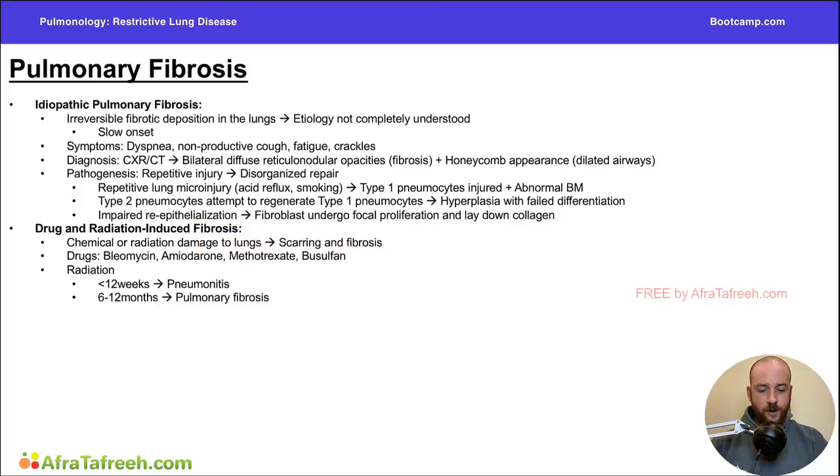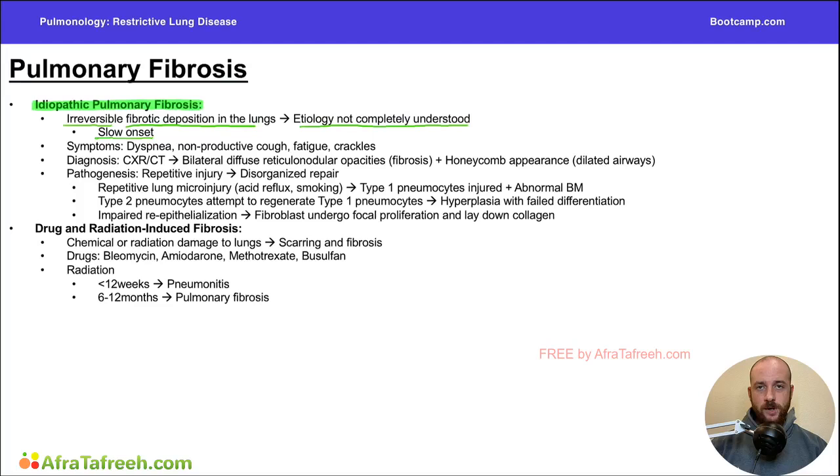So first, we're going to talk about idiopathic pulmonary fibrosis, or IPF. What's happening in this disease is we're getting irreversible fibrotic deposition in the lungs, and the etiology is not completely understood, hence why it's called idiopathic pulmonary fibrosis. The fibrotic deposition in the lungs usually happens over a long period of time. So there's going to be a slow onset. This condition doesn't really occur overnight. It requires months to years to develop.